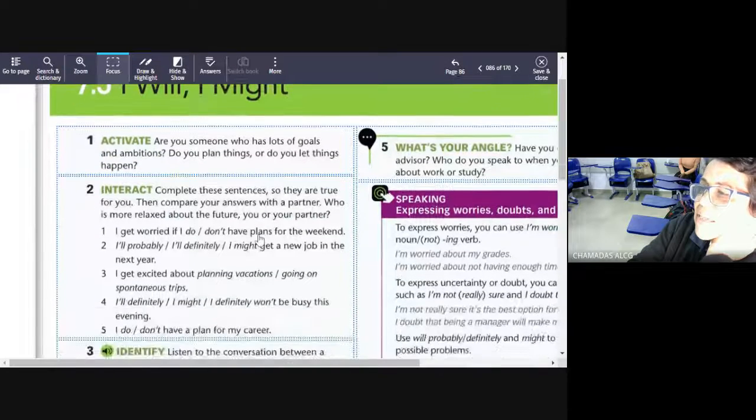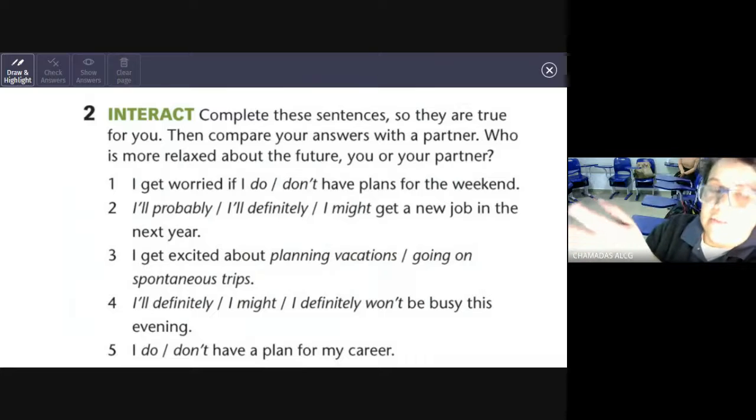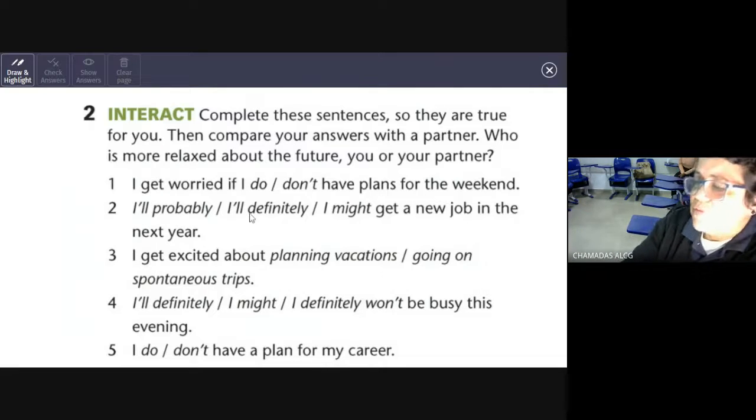All right, guys. Now moving on to activity two. Complete these sentences so they are true for you. And in this exercise here, we are going to see some ways we can talk about future predictions, but on a personal level, right? As you can see, all the sentences here start with the first person singular I, okay? So you're talking about yourself. So here, let's take a look at the first one.